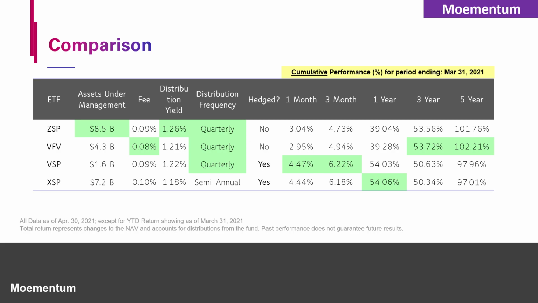The overall returns shown on screen, keep in mind, are cumulative performance. They are not annualized, and they are for the period ending March 31st of 2021. What it shows you here is that if you had invested $10,000 in any of these ETFs 5 years ago, by now, for the most part, your money would have almost doubled, at least for VSP and XSP, and slightly more than doubled for ZSP and VFV.